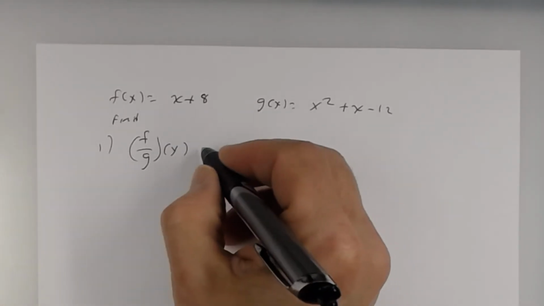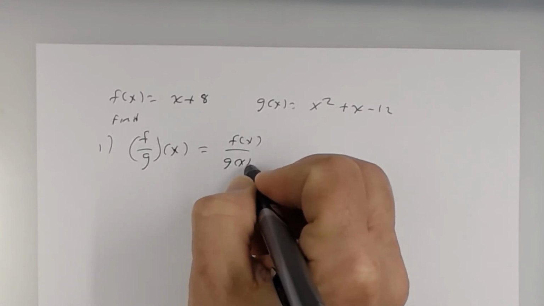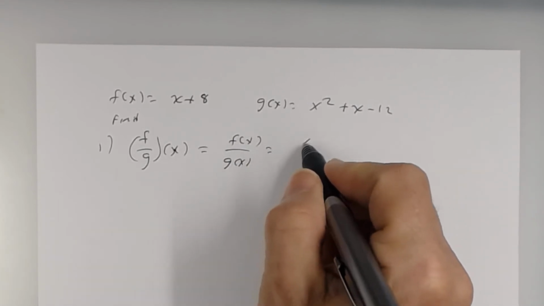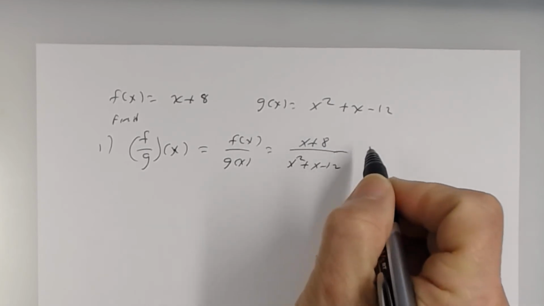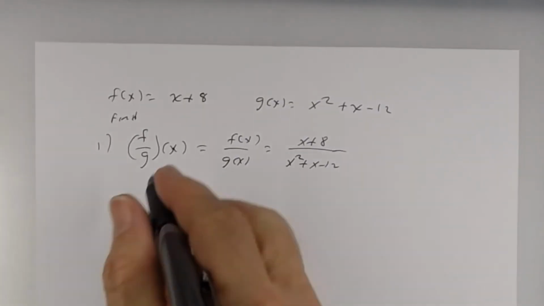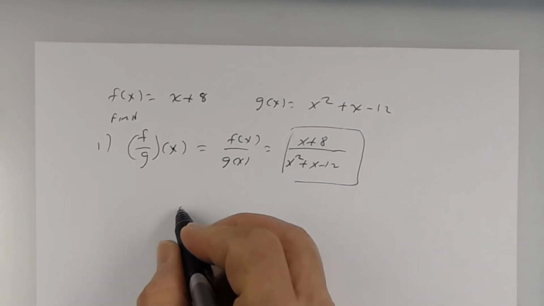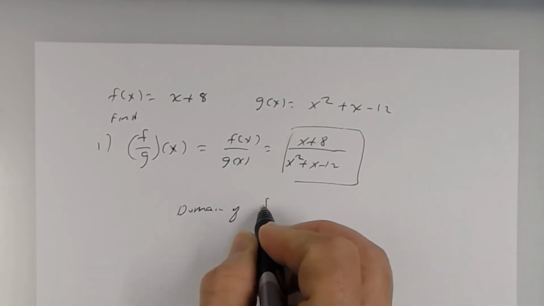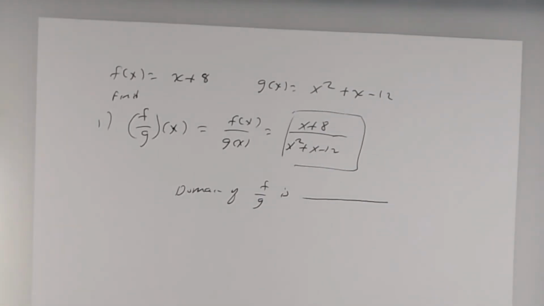What's f? How do we write this? Divided by g of x. What is f of x? What is g of x? Okay, so that's where I'm at, right? So I found f divided by g. It's equal to this. Now the next question is this. What's the domain of f divided by g? All right, that's what you got to find. What kind of function is f divided by g? Rational. So f divided by g is a rational function.